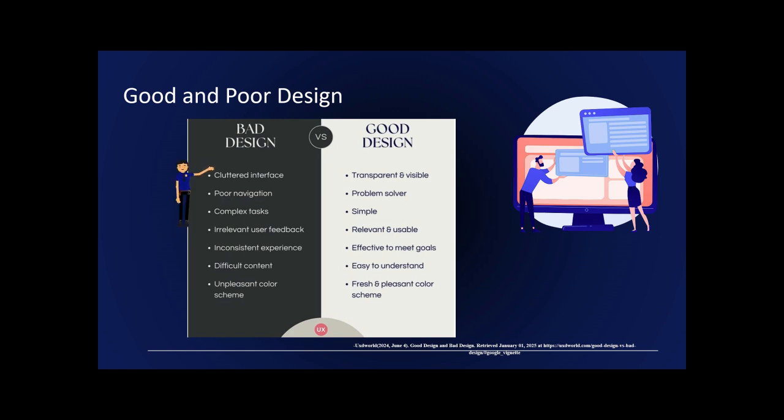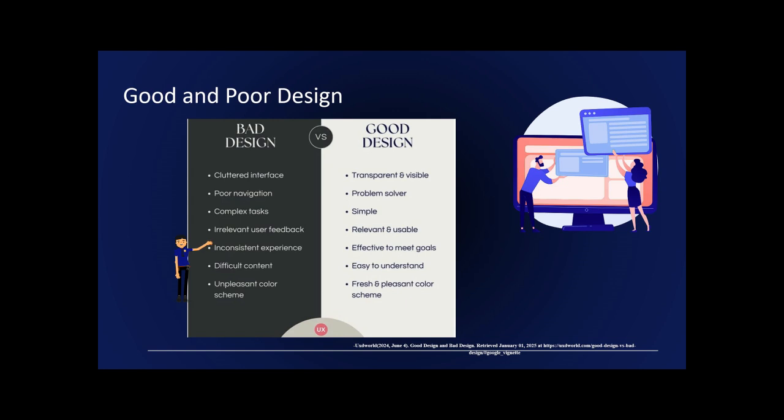Cluttered interface. Too many elements on the screen can overwhelm users, making it difficult to focus and find what they need. Poor navigation. A confusing menu or lack of clear pathways forces users to struggle to find information or complete tasks. Complex tasks. Unnecessarily complicated workflows create frustration, making simple actions feel like a burden.